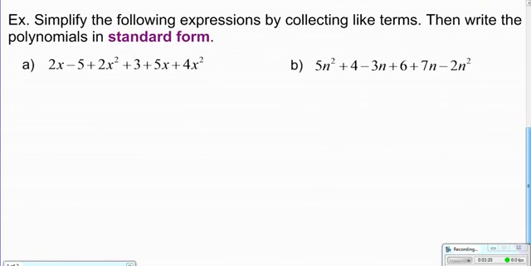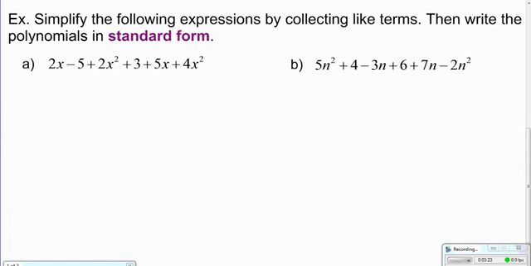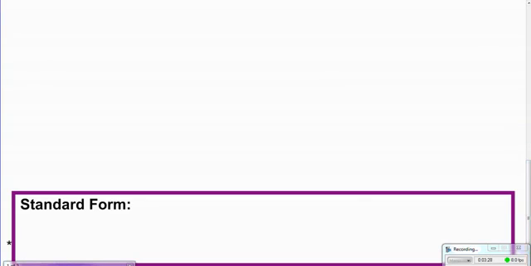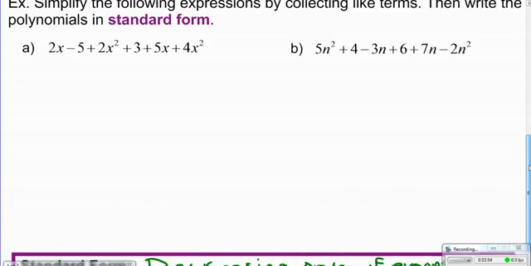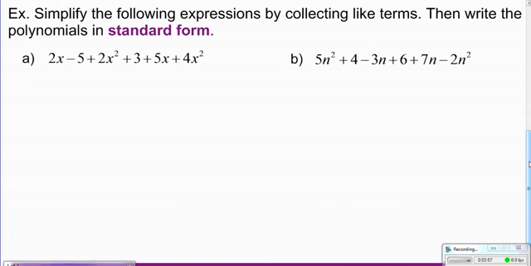Okay, so this says simplify the following expression by collecting like terms, then write in standard form. So standard form is what I've been getting you to do all along. Standard form is an order of decreasing exponent order. That's a better way of saying it. So decreasing order of exponent. Okay, so we're going to simplify these, and that's the order we're going to write them in. Again, if you want to draw them out or build them out, it's not a bad idea.